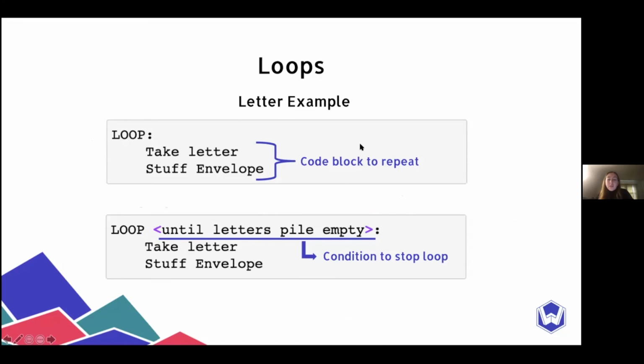So here's some sort of what I would call pseudocode. This would not actually run in Python because these are undefined things, but some pseudocode of what we just described. So we want to loop, and the actions that are involved in that loop are to take a letter, stuff the envelope, and keep doing that until there's no more letters in the pile. So there's a loop with a condition to stop the loop, and we would continue to take a letter and stuff an envelope until there's no more letters.